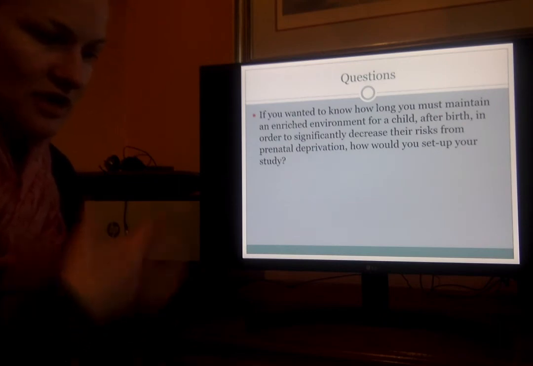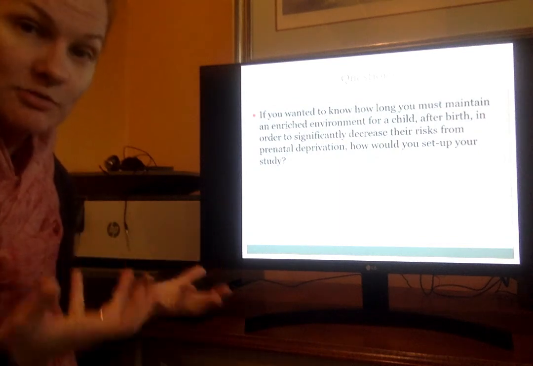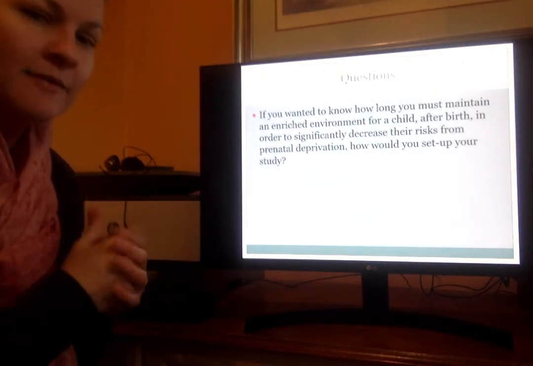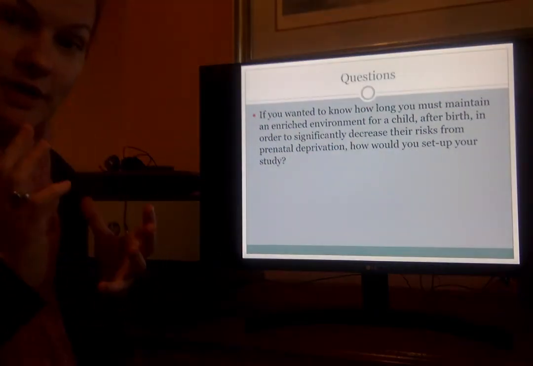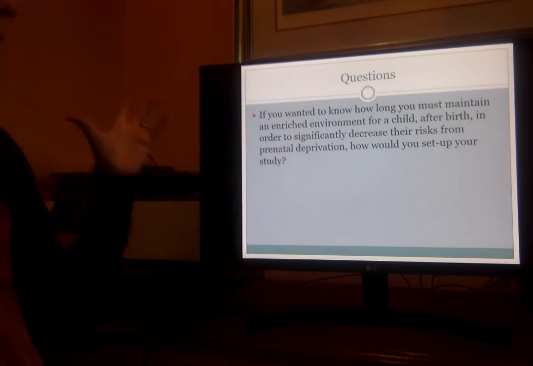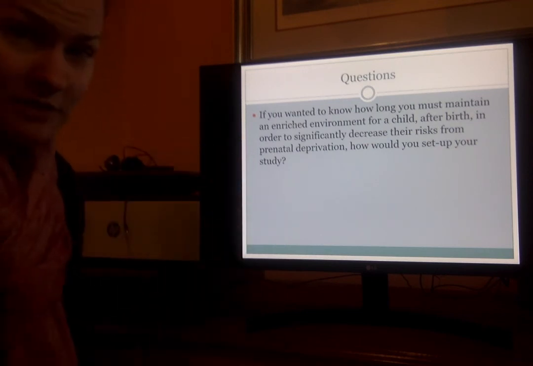Does the enrichment need to take place for a week, for a month, for a year? How long does that enrichment really need to take place? Do you need to put extra emphasis on the enrichment in order to balance out some of the prenatal deprivation? That's something you're interested in studying. So we think, okay, how are we going to study that? How are we going to study that? Okay, so clearly there are some things we're not going to do.